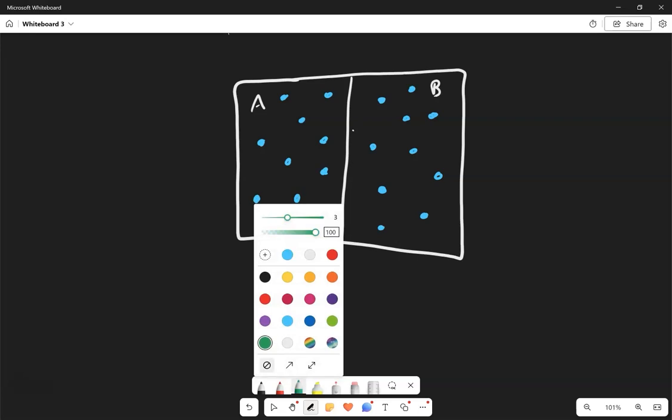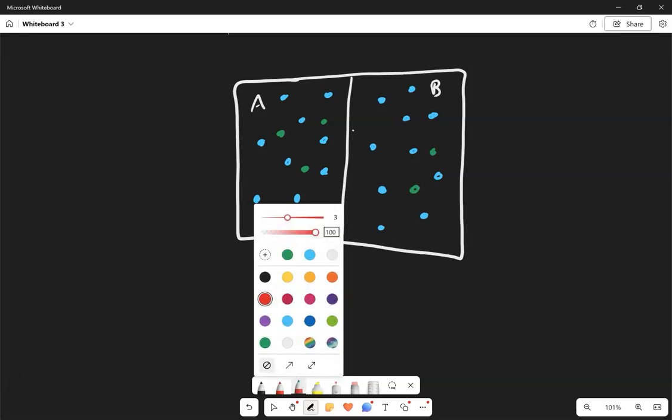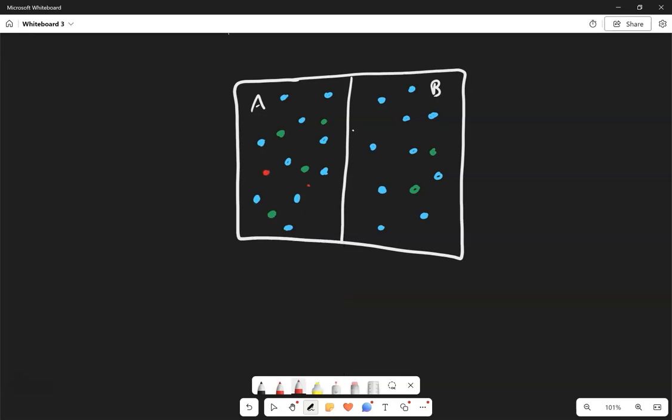And let's put 4 green. Over here, let's put 2 green over here. And let's put 2 red over here. And 4 red over here.